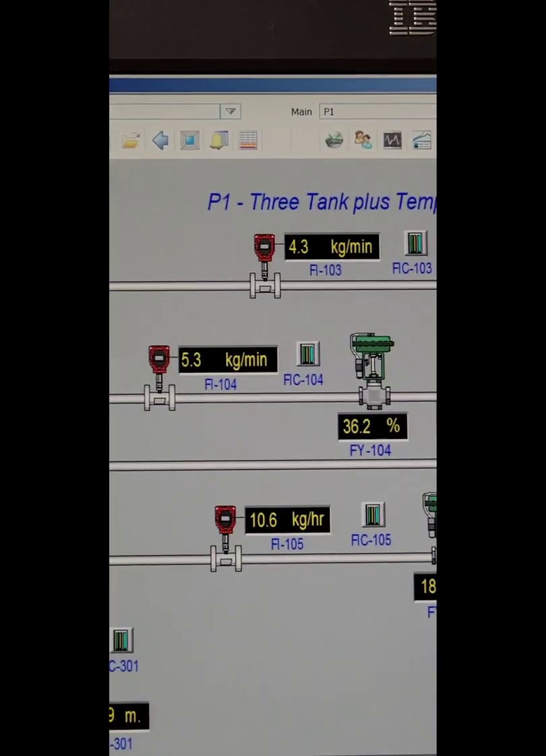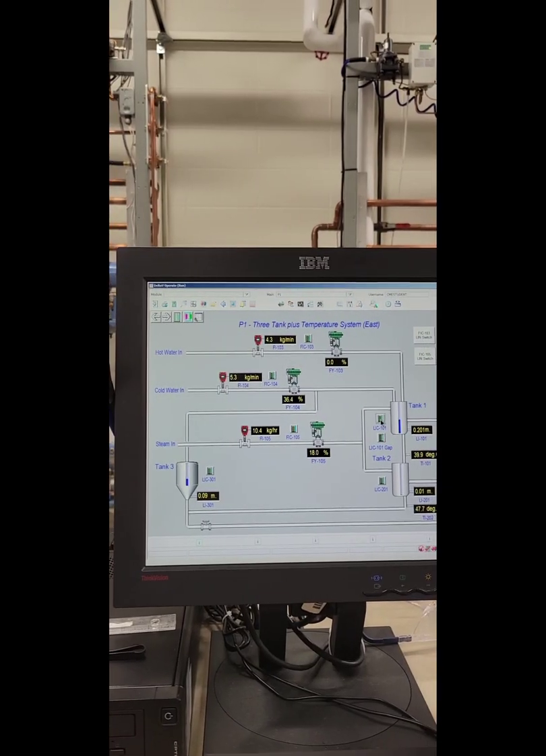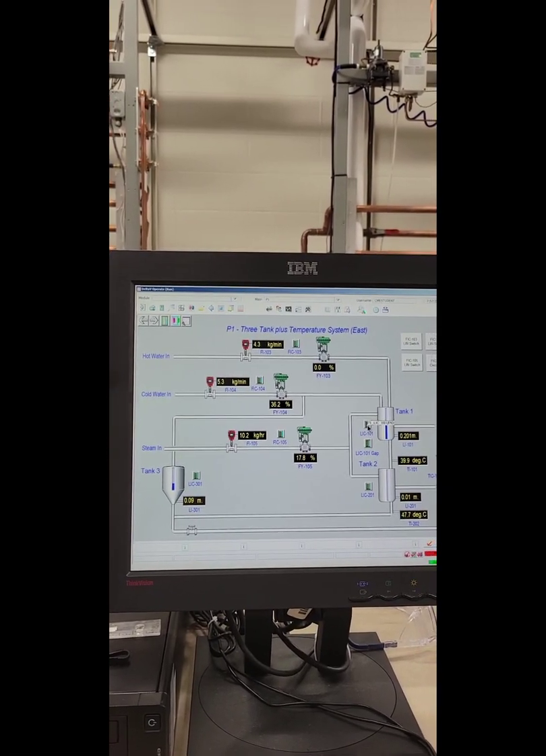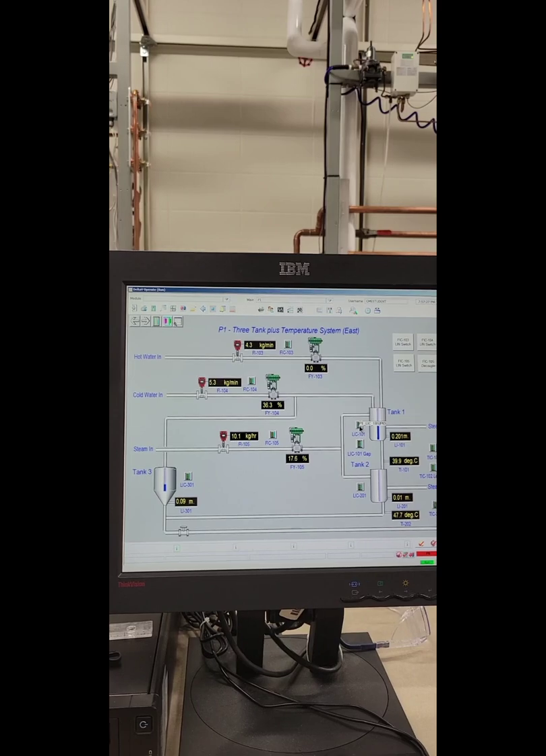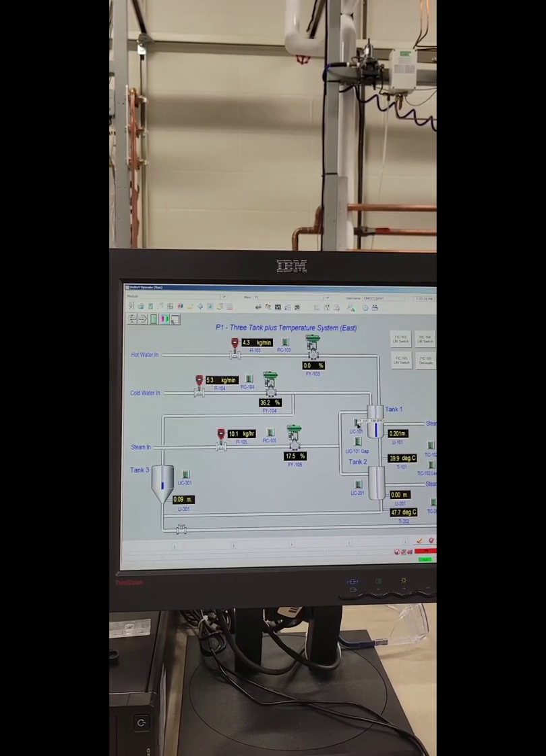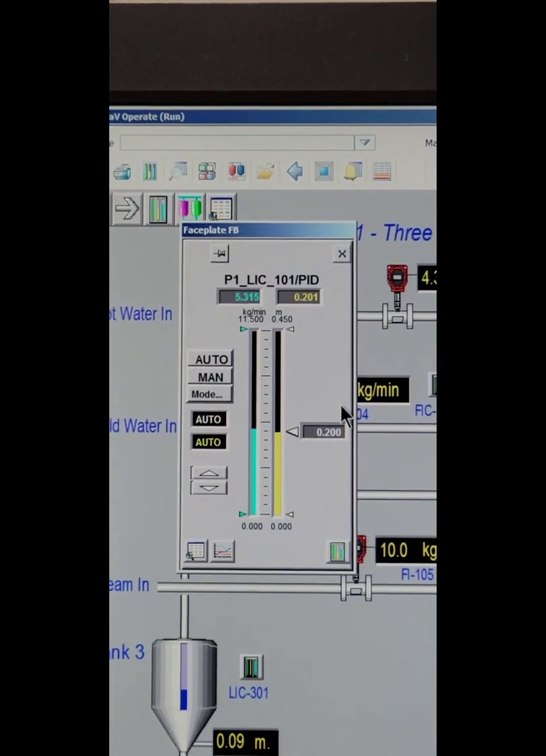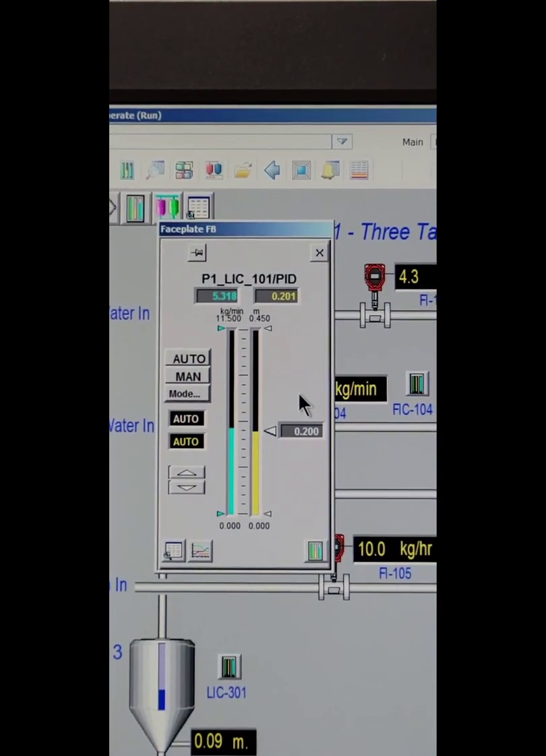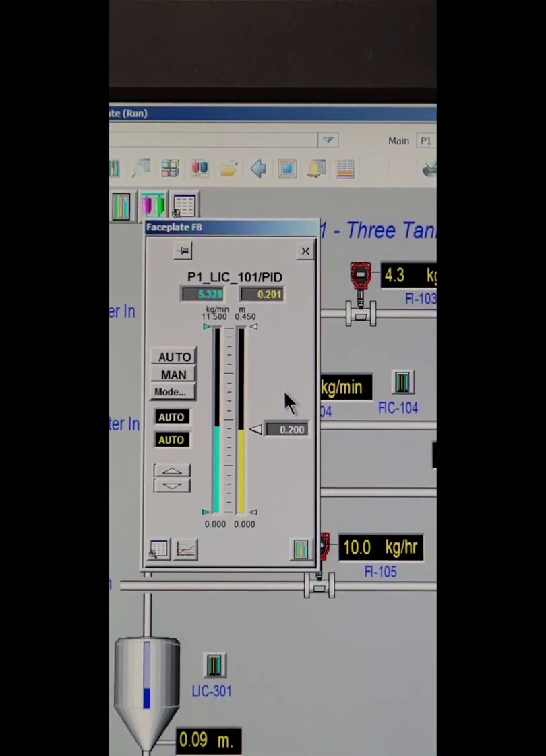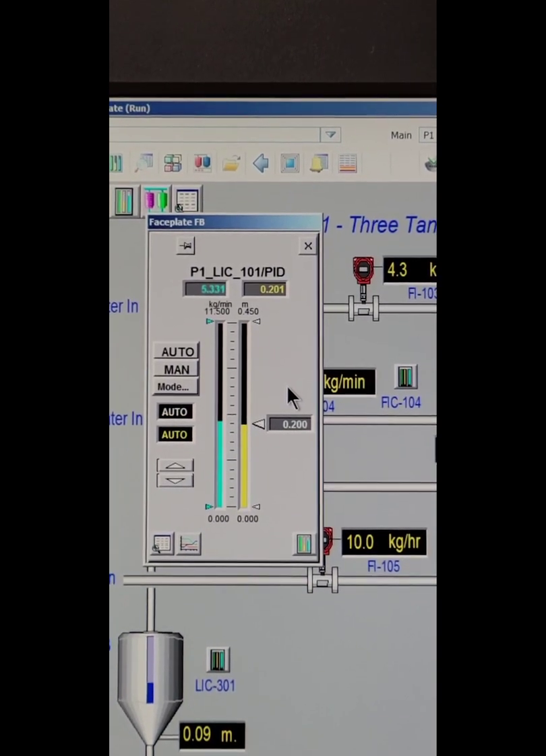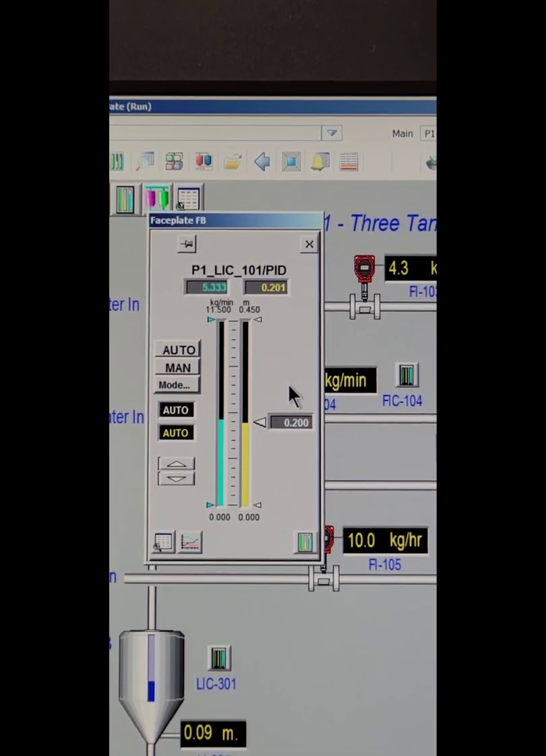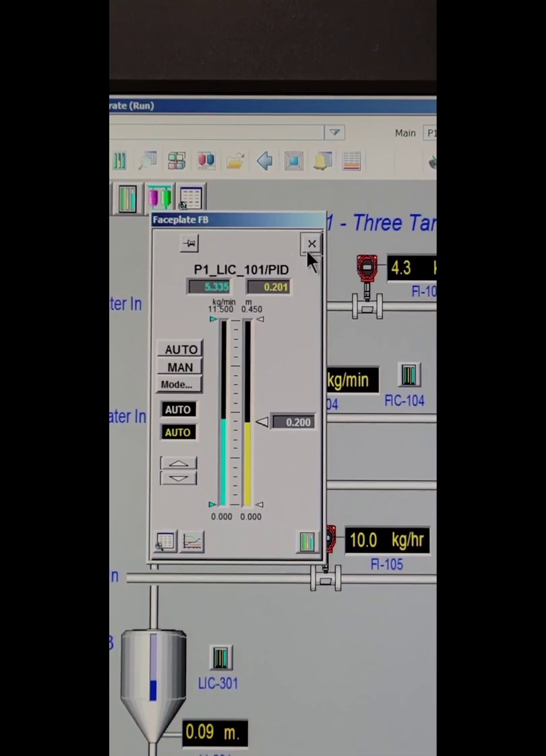But for water level LIC 101, if we pay attention to the table 1, the set point is the same as nominal condition. This is 0.2. So we don't need to change the water level LIC 101. It is the same because in the worst case and in the nominal case they are the same.